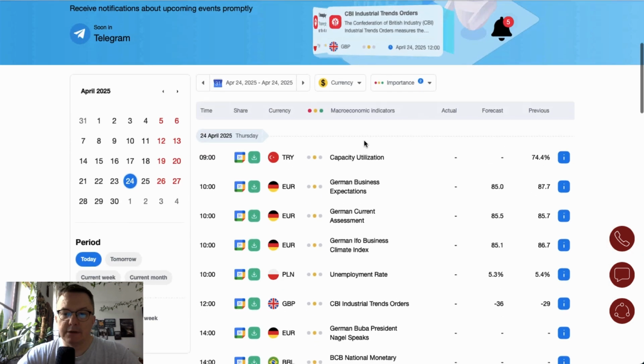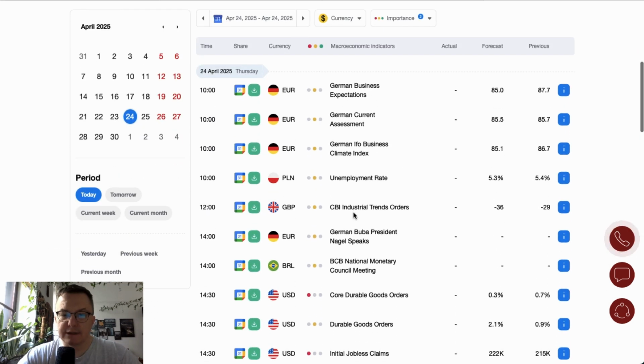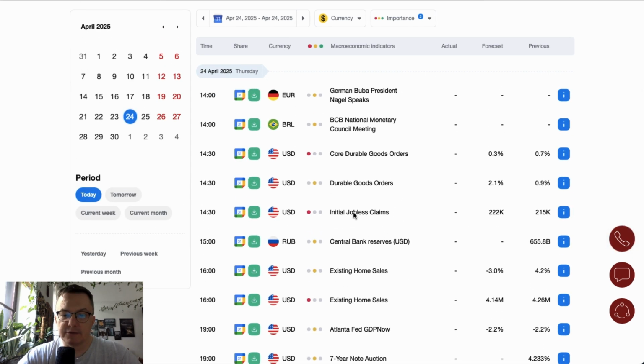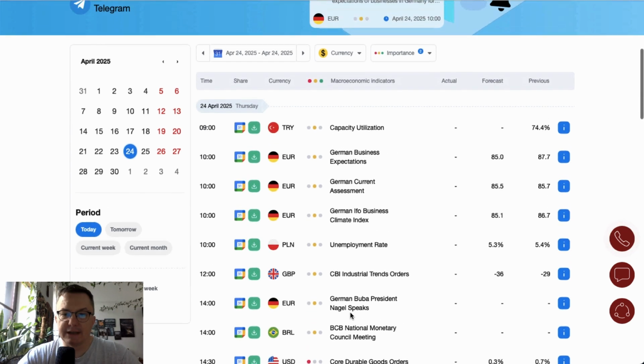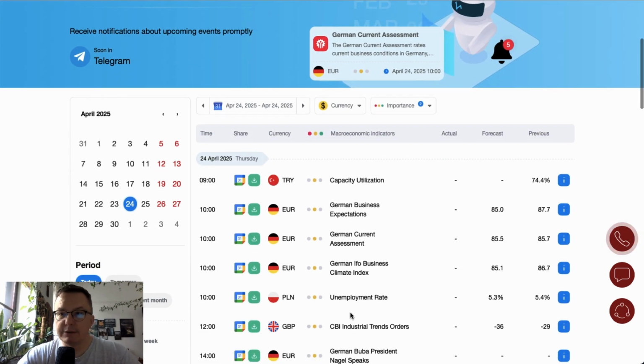So London session very interesting because of the German data. US session very interesting because of the core durable goods orders, initial jobless claims and existing home sales data that might affect the market. So without any further ado, let's take a look at the charts. We start with euro dollar.